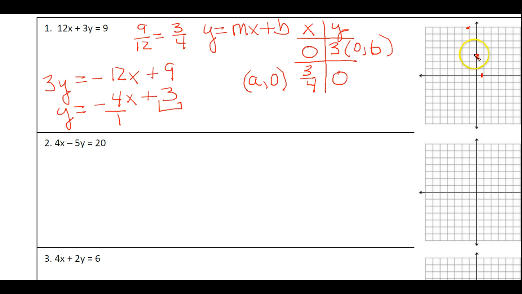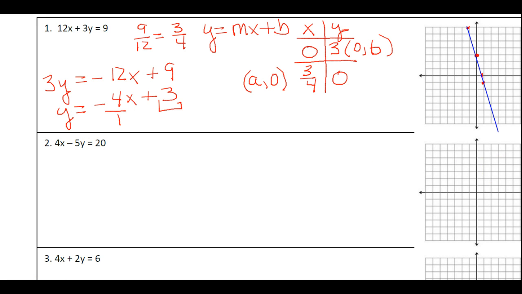Now another way of doing it is go over 1 and then go down 4. 1, 2, 3, 4. So that's where it actually is on a grid line. So then we take our line tool and just sketch that right in there. And MATLAB will do that very well. Now this next one should work a little easier.